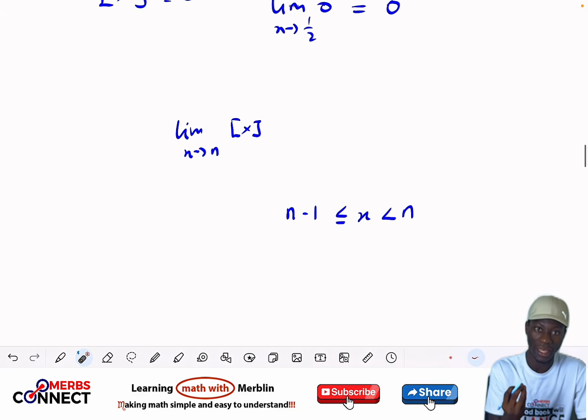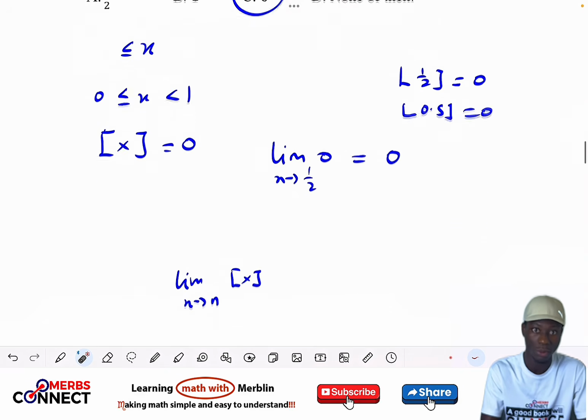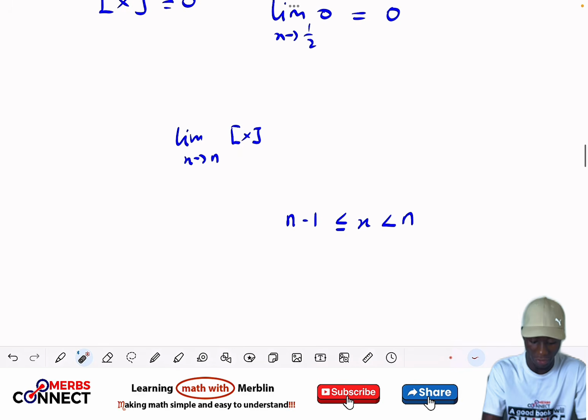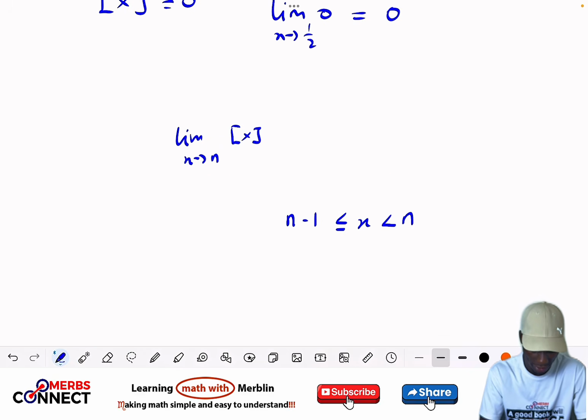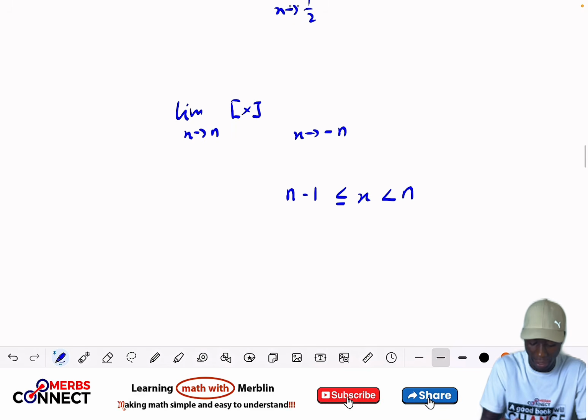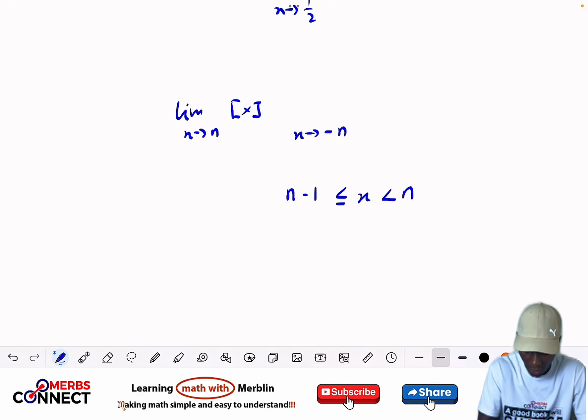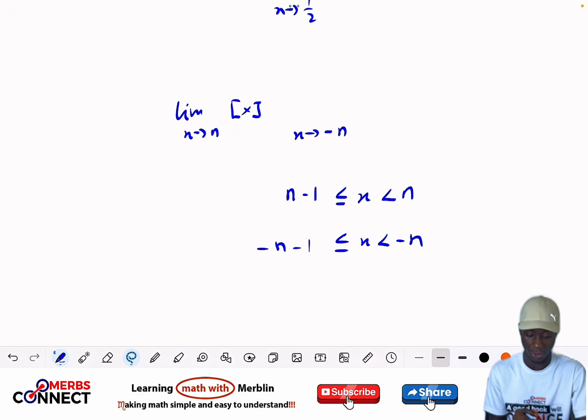So if n is not a value that we know, like 1/2, 3/2, and those kinds of things, then your n should be here, and you subtract 1 from this and you get this. Now let's assume that n is -1, x is approaching minus n. If x is approaching minus n, then x minus n will be here. So guess what? We are going to subtract 1. So this is going to be less than or equal to, and this is going to be minus n minus 1. So that's basically what we are going to do here.